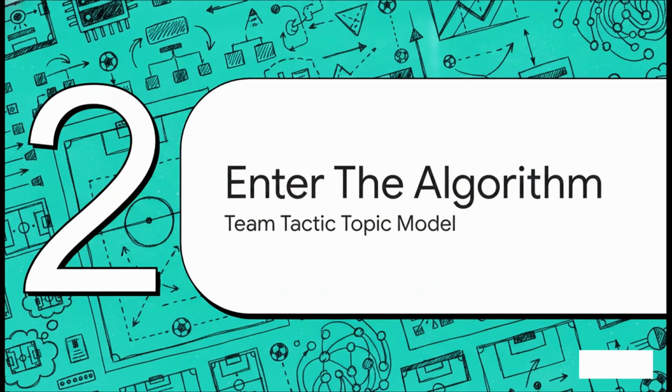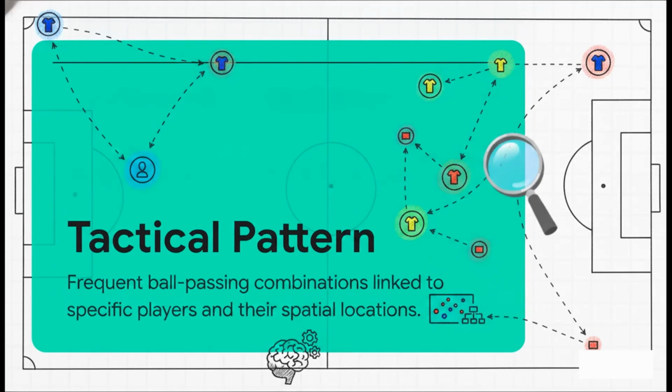Enter the algorithm. To get past the limits of human observation, data scientists brought in a totally new playbook. We're moving away from the old eye test and introducing something called the Team Tactic Topic Model, or T3M. So what exactly is this algorithm looking for? Well, it defines a tactical pattern not as some vague, abstract concept, but as a highly specific, mathematically measurable event on the pitch. It's looking at a frequent series of passes, exactly who is making and receiving those passes, and the precise spatial coordinates of where all that action is happening. Basically, it connects the who with the where.